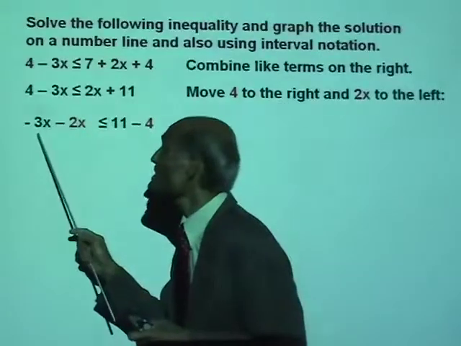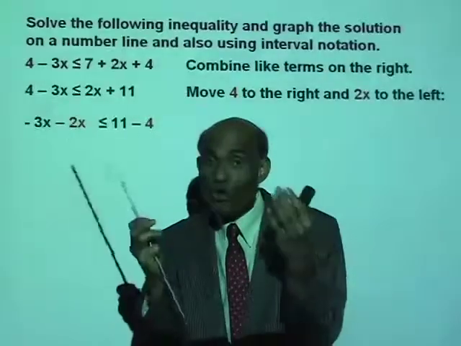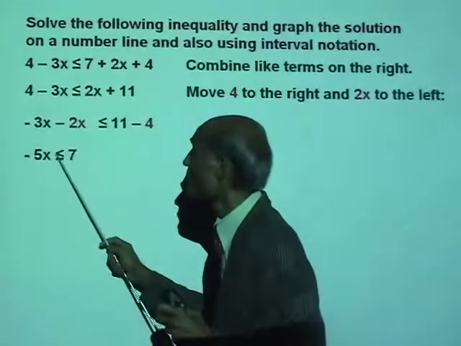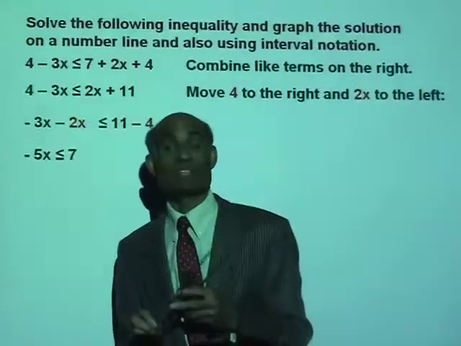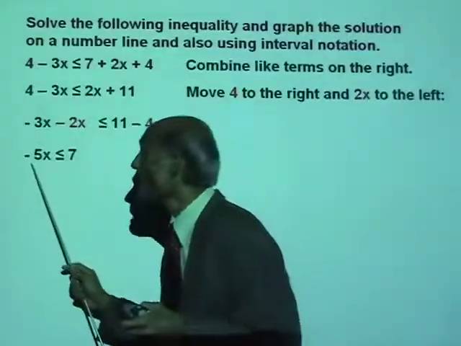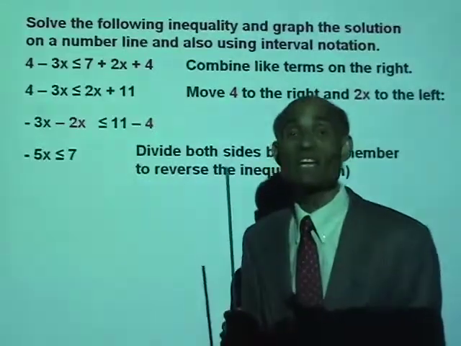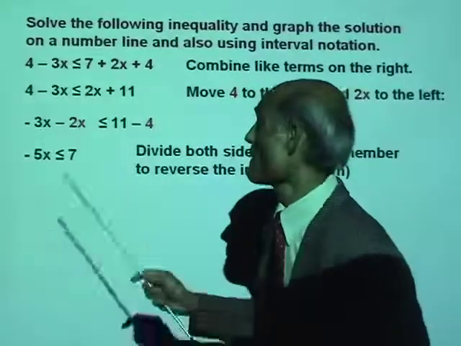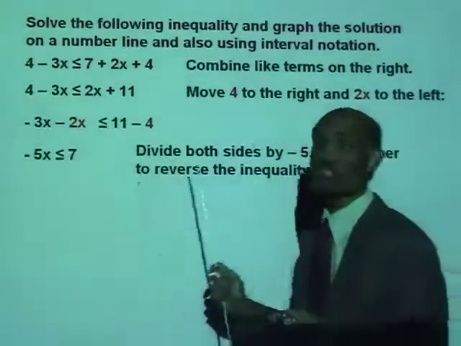Tell me, what is negative 3x minus 2x? They are both negative. So simply add them together and keep the negative. That will be negative 5x less than or equal to 11 minus 4, which is 7. Negative 5x is less than or equal to 7. Divide both sides by negative 5. And when you divide an inequality by a negative number, reverse the inequality sign. Divide by negative 5 and reverse the inequality sign.